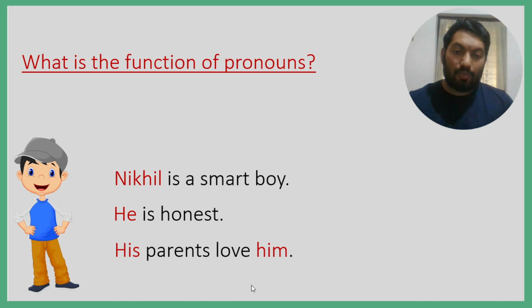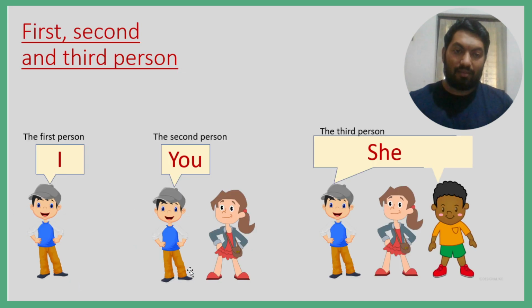If all these three pronouns represent Nikhil, then why this change? Because you see, in the three positions, the pronouns are different. He here is changed to his, and here to him. What causes this difference? That we will learn. Look here. Three different images are given. In the first image, a boy is alone and he is speaking.